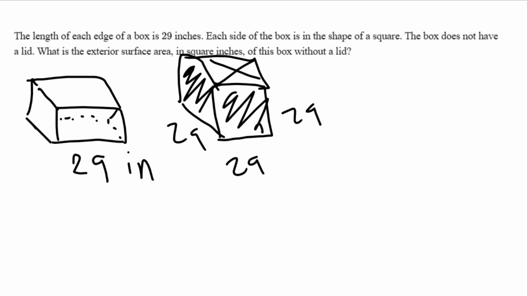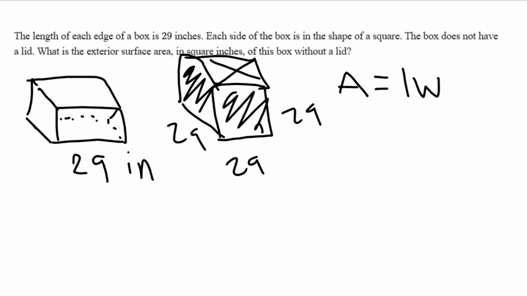So when you have a cube or another rectangular prism, you're going to have 6 shapes, but this doesn't have a lid, so you're only going to have 5. How do you find the area of each side? Well, you actually do have this on your reference sheet. Area equals length times width.